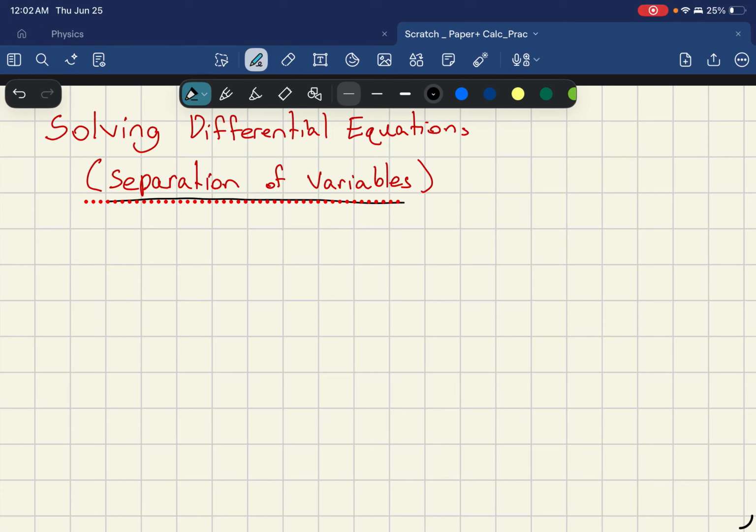Welcome back, y'all, and today we're going to be solving differential equations with the technique of separation of variables. So what does that even mean? Let's say I had a differential equation: dy/dx is equal to k of x, right?